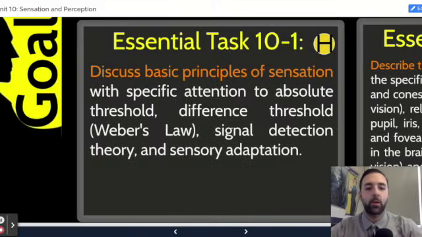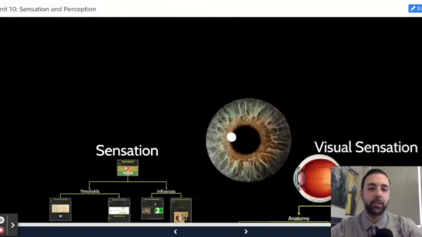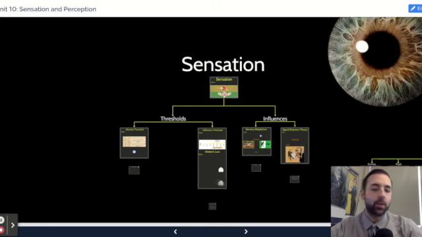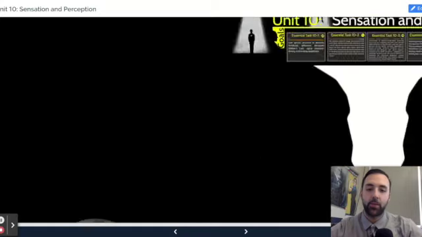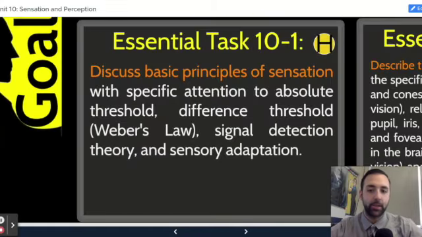In Essential Task 10.1, we are going to discuss the basic principles of sensation. I recommend a horizontal piece of paper for today's concept map. Some of you with smaller handwriting might be able to hold the piece of paper vertically, but I think for the majority of people, horizontal is the best. I will now allow you to pause the video before proceeding into the concept map.